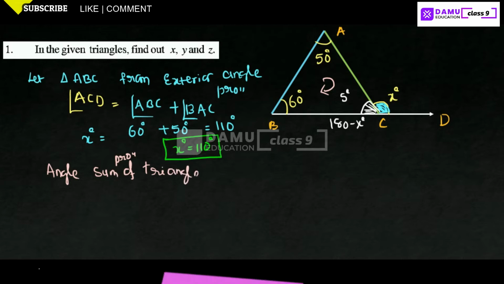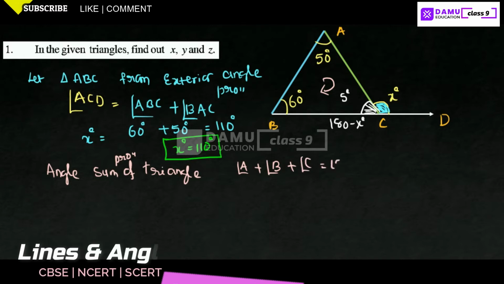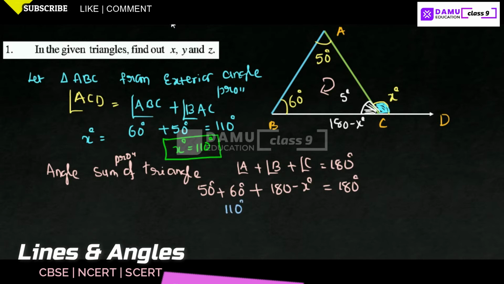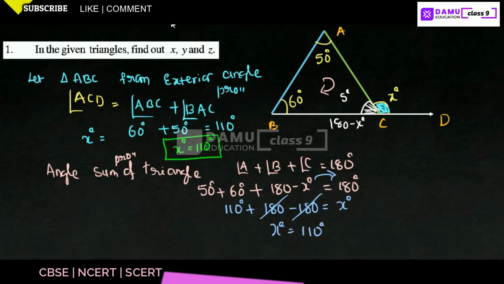Here angle A plus angle B plus angle C will be equal to 180 degrees. Angle A is nothing but 50 degrees, angle B is nothing but 60 degrees, then angle C will be equal to 180 minus x degrees. That will be equal to 180 degrees. Then in the next step, 110 degrees plus, x degrees shifts to the right side. Then 180 degrees minus 180 will be equal to x degrees. So plus 180 minus 180 is going to cancel. Then x degrees will be equal to 110 degrees. Like this also we can solve.